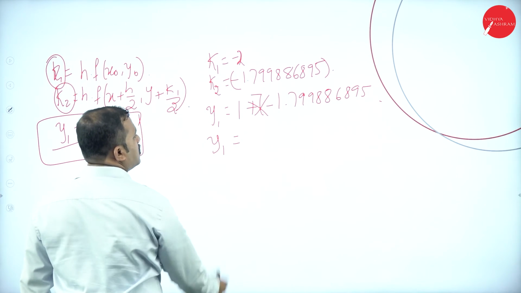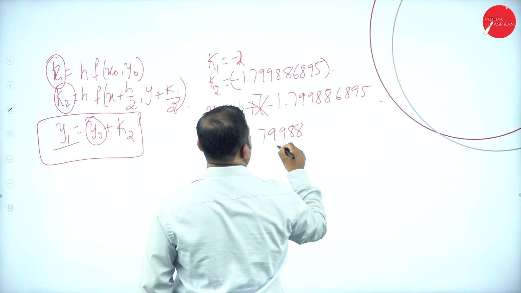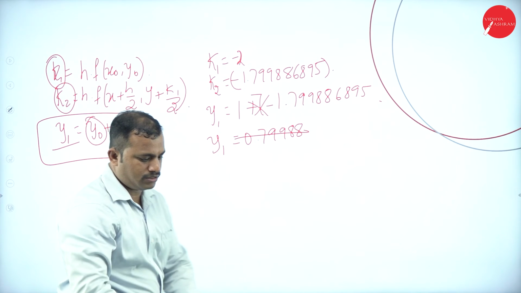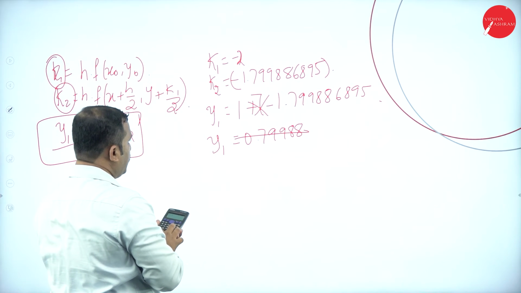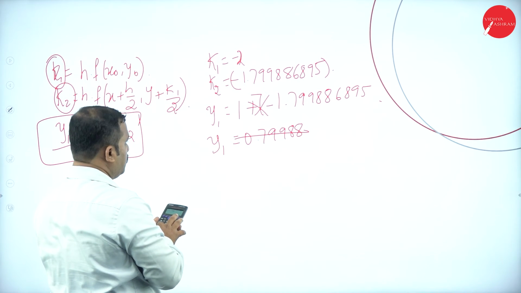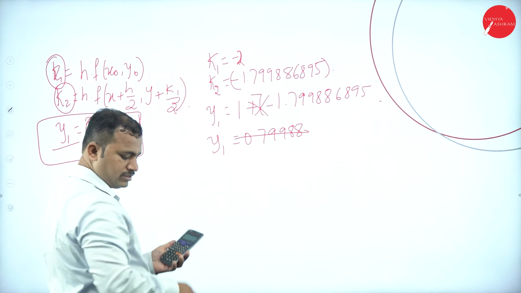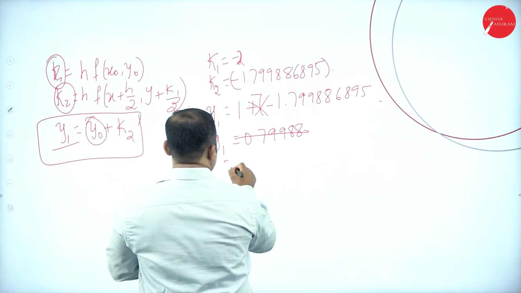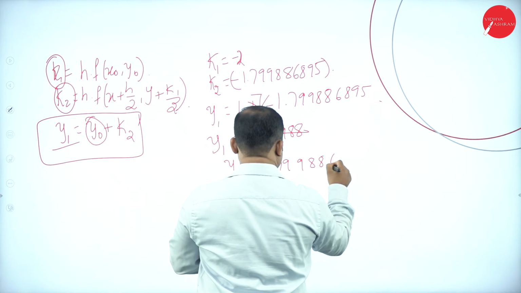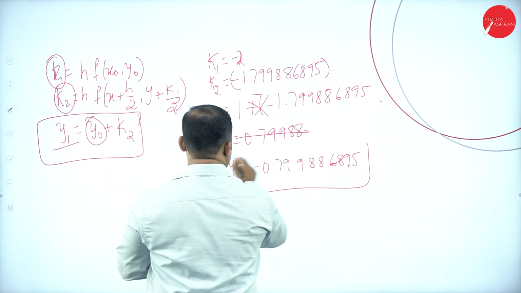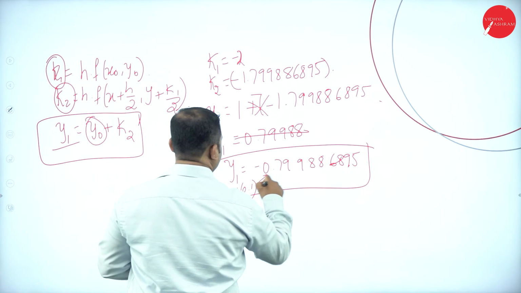1 minus this means 0.79988. If I solve this term, what is the value I'll get? Let me show you that. 1 minus 1.799886895. What is the value of that? Yes, it is y1 is equal to minus 0.799886895. This is the value of y1. That is y of 0.1 is equal to this value.